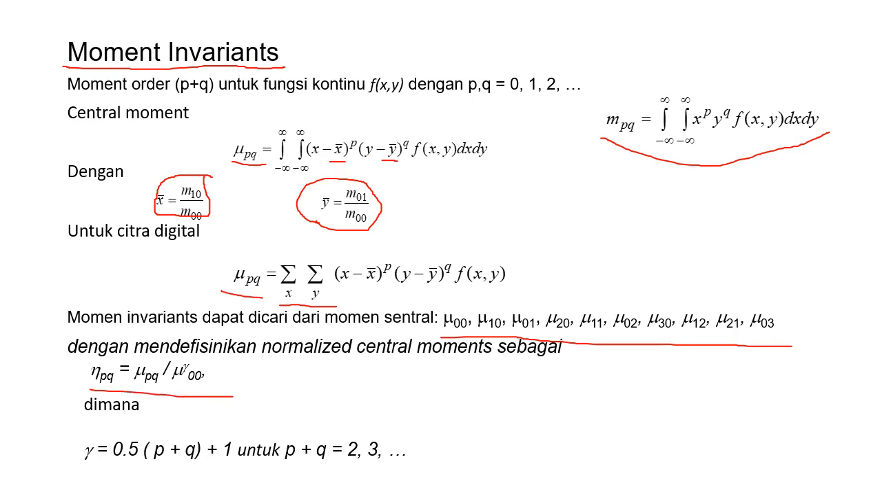And then we have another definition here, which is called the normalized central moments. Eta pq is defined as mu pq, which has been calculated from there, divided by mu 00 to the power gamma. Gamma is defined as 0.5 multiplied by p plus q, plus 1, for p plus q greater or equal to 2.